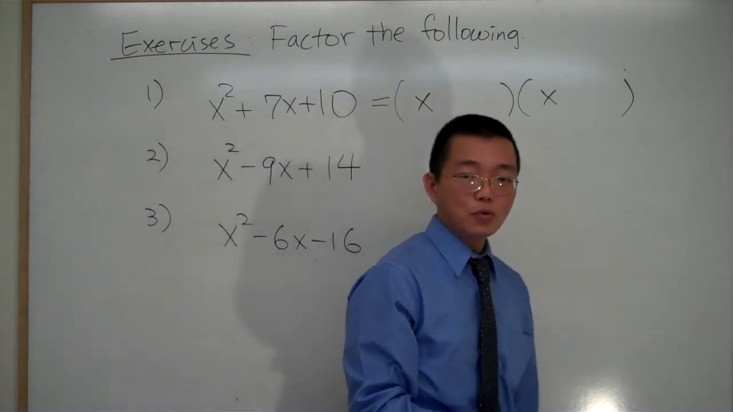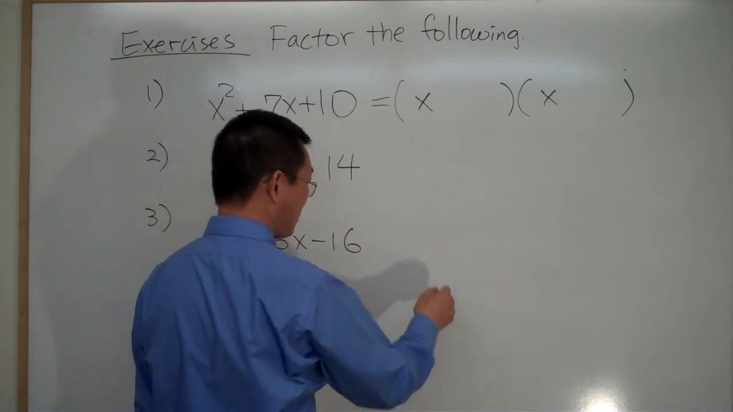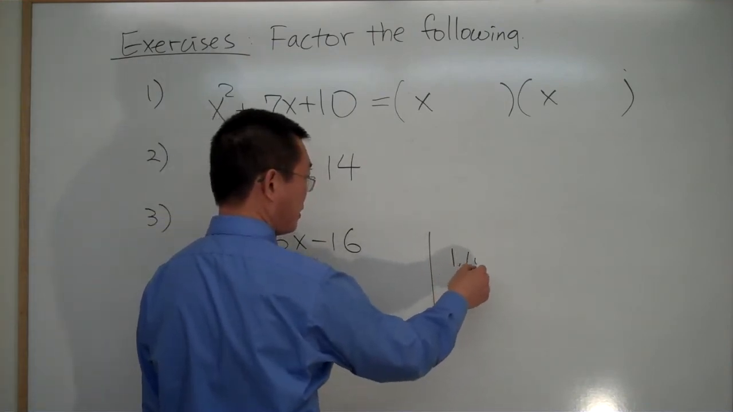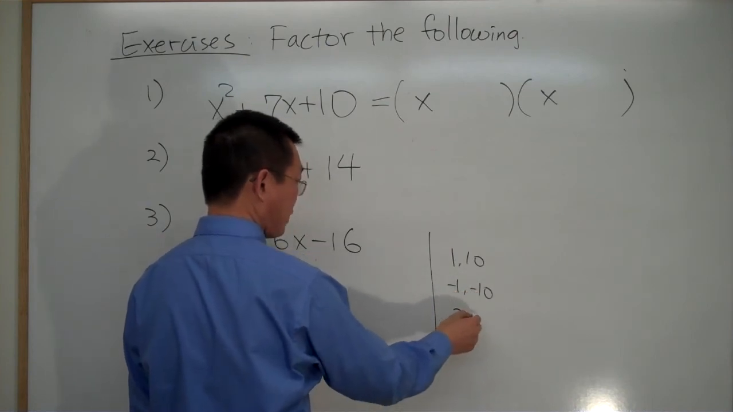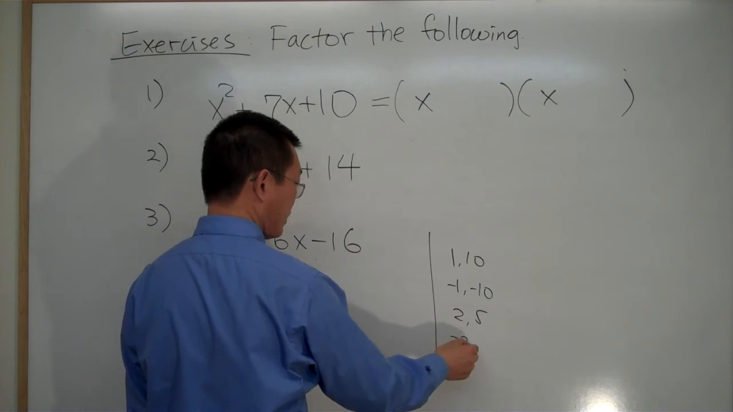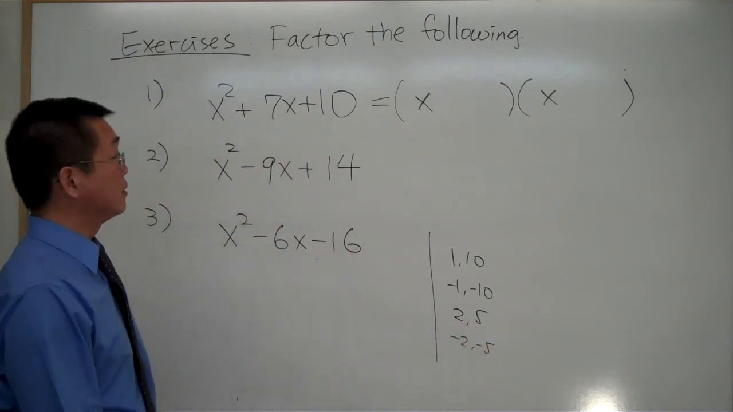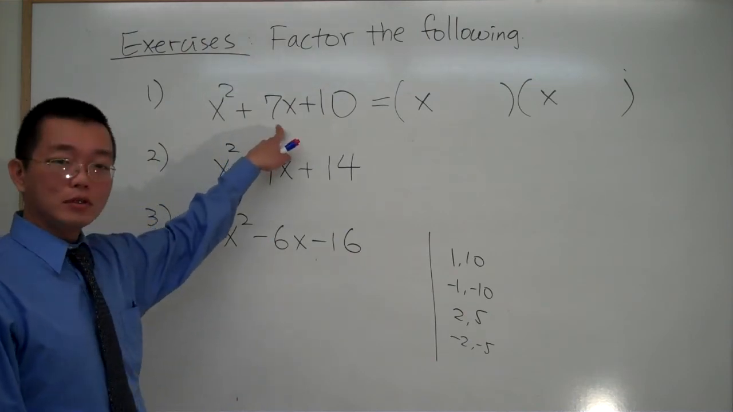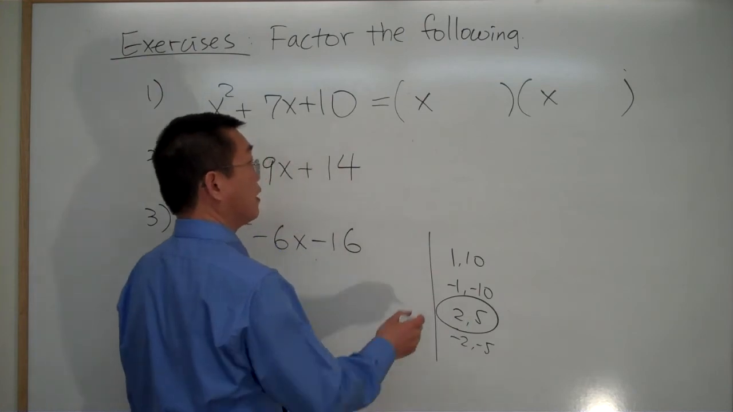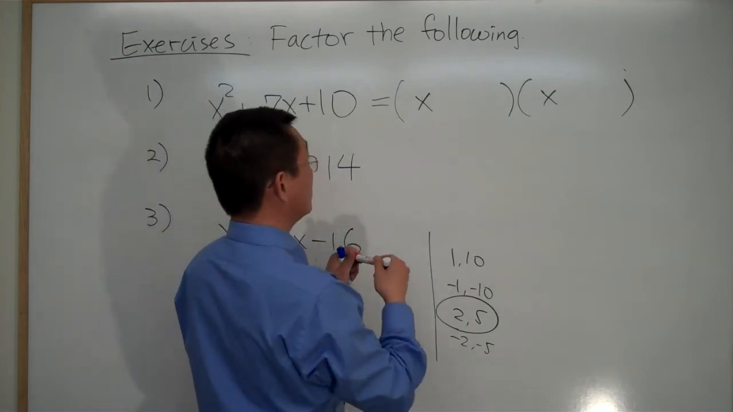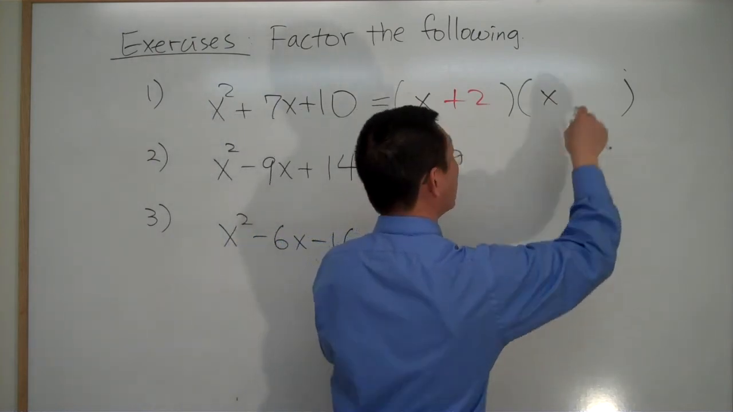Now, it is not too easy to have 2 numbers multiplied to be 10. We can probably write down our choices. You can do 1, 10, all right? You can do -1, -10, all right? You can do 2, 5, or you can do -2, -5. Now, of these possible choices, the 2 numbers, the pair, should total 7, okay? So this is my choice, 2 and 5. So we got x plus 2 and x plus 5.